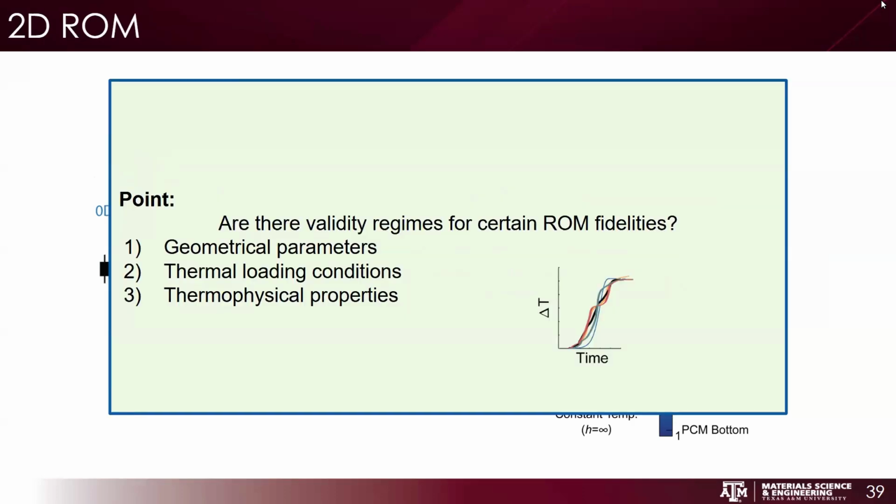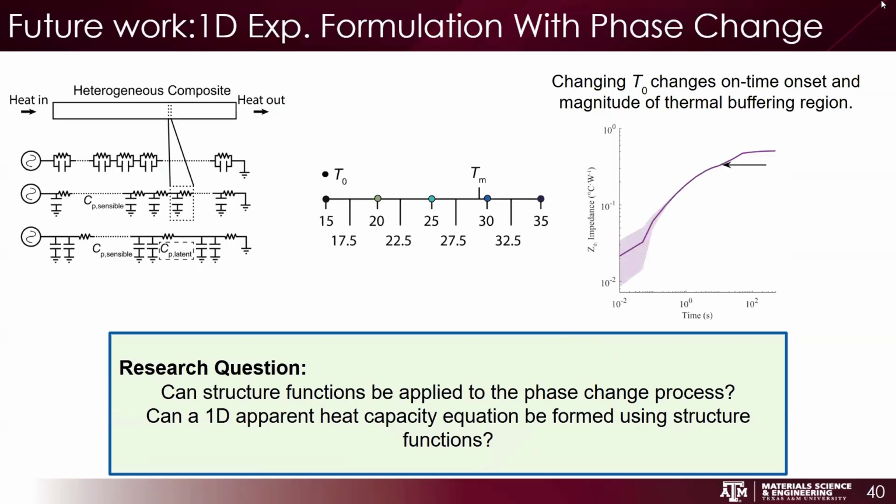The point then is we've looked at a whole bunch of different fidelity models. There should be regimes over which each model is accurate depending upon geometrical parameters, thermal loading condition, and thermophysical properties. So this is the proposed new work that we're going to do, is that we're trying to add a node-to-ground capacitance of the system.